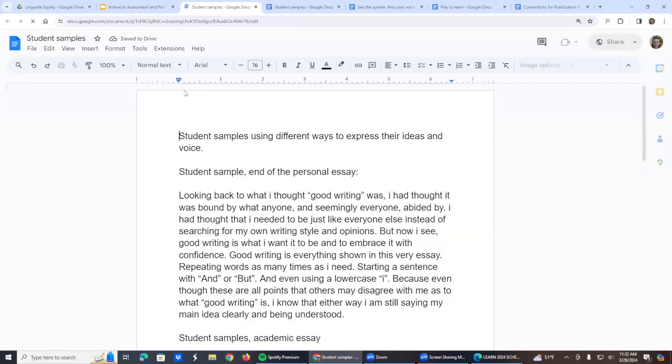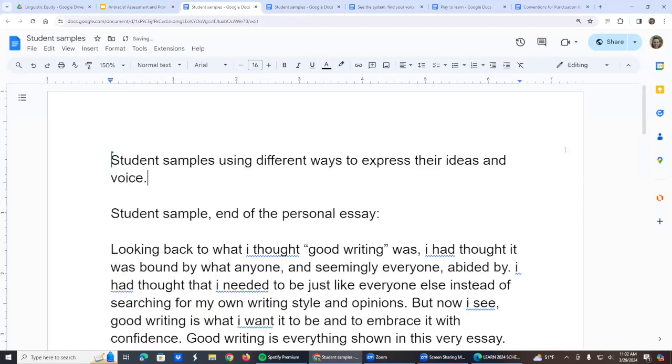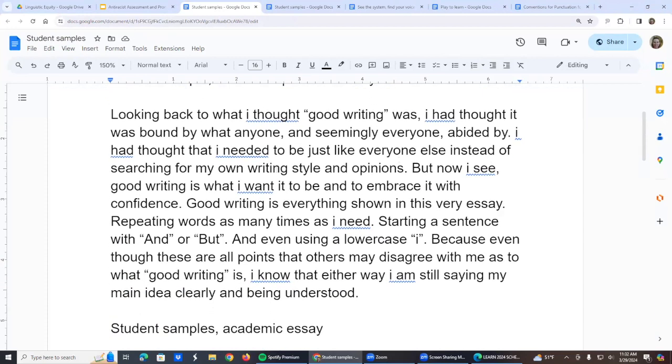So I do just want to show you, again, this is my student population, although we are largely students of color at my institution. My students have just really been drilled into them, follow the rules. So this is my first student. She decided to use lowercase i.